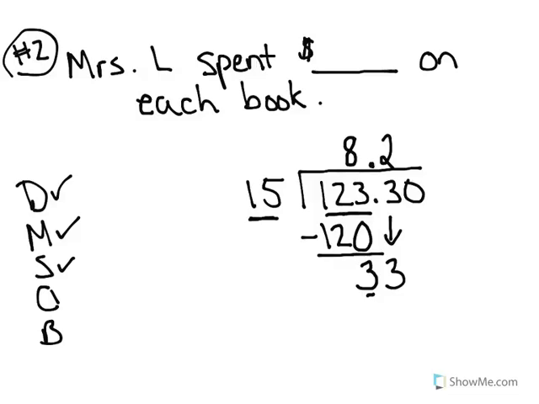Now I'm going to multiply. 2 times 15 is 30. I'm going to subtract and get 3. I'm going to check to make sure that what I got from my subtraction is less than my divisor. 3 is less than 15, so I know that I have picked a good number.